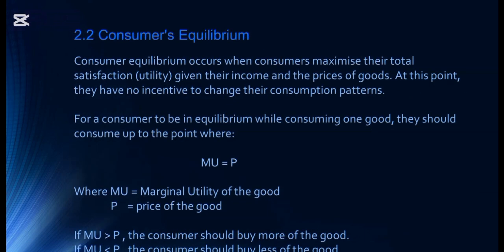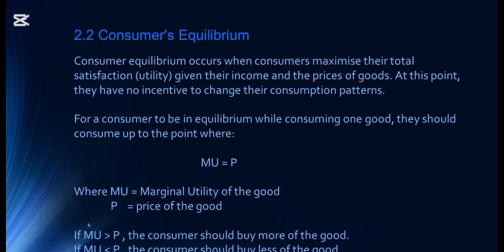Our next topic is consumer equilibrium. Consumer equilibrium occurs when consumers maximize their total satisfaction given their income and the prices of goods. At this point, they have no incentive to change their consumption patterns. For a consumer to be in equilibrium while consuming one good, they should consume up to the point where MU is equal to P, where MU is the marginal utility of the good and P is the price of the good.